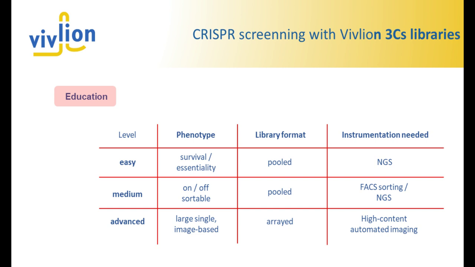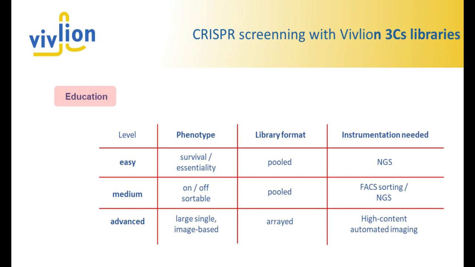For medium level screens, of course, we are also considering an on and off phenotype that we can sort. For example, if we have a fluorescent reporter construct, the library format would still be pooled in this case, but of course the instrumentation changes as we now also need to include a FACS sorter as well as an NGS. Advanced level of screening are really large single or image-based phenotypes or screens in which the library, as I said, is arrayed, so each well has a different knockout. That of course requires high content instrumentation with imaging or plate handling.